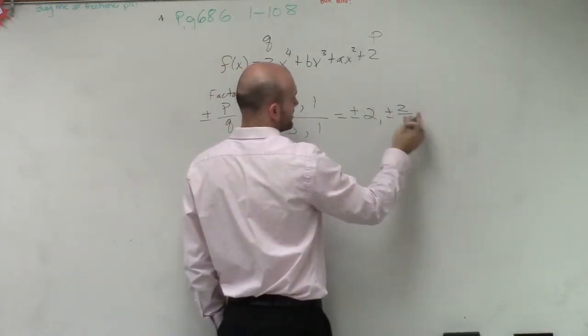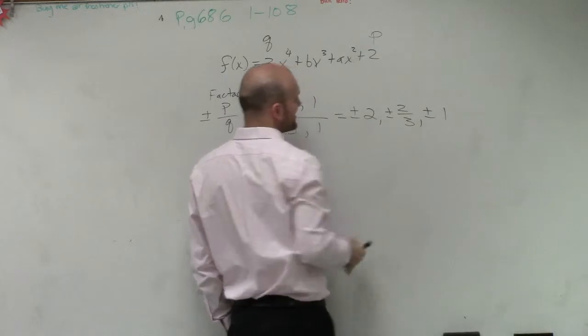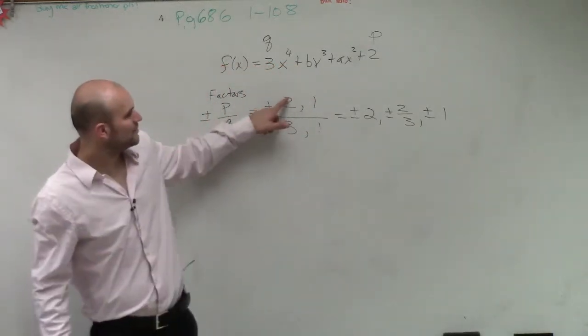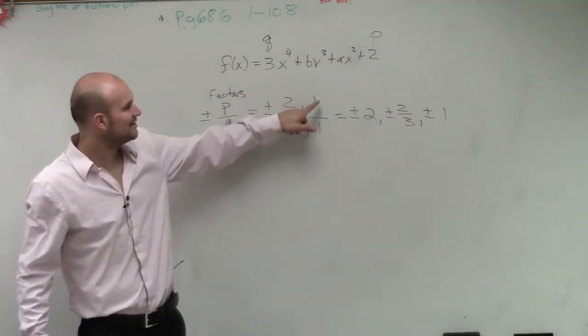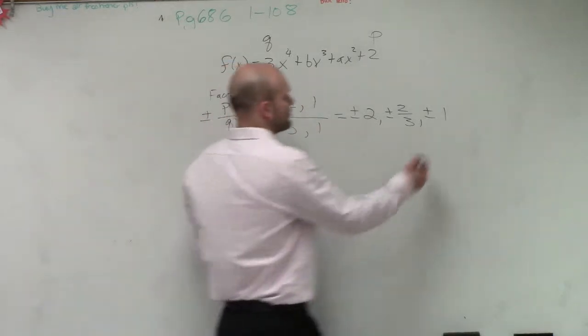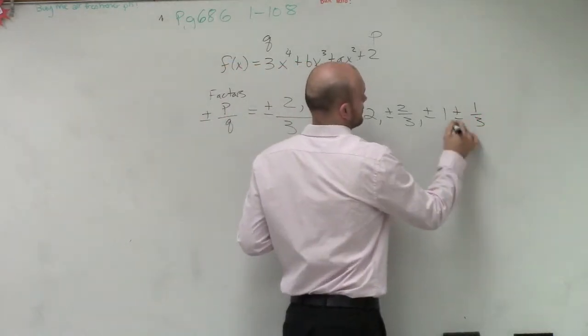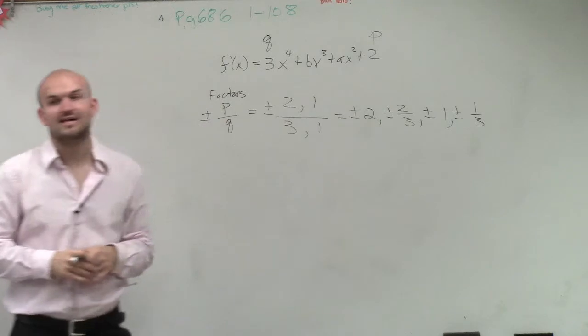Then I can have plus or minus 1 over 1. Why don't I do 1 over 1 next? No, we won't do it in descending order, I guess. So you could do 2 over 1, 2 over 3. Then I'll do 1 over 1, and then plus or minus 1 over 3.